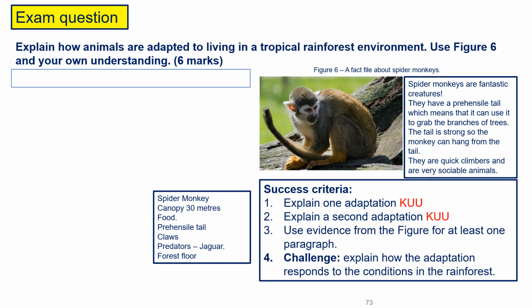This question is asking how animals are adapted to live in the rainforest. Use figure 6. You must have one paragraph on a spider monkey. Please follow KUU. You then need to have a second animal adaptation. Please follow KUU. I've got some keywords in there for you as well. Make sure you're explaining how it helps the animals survive in the challenges of the rainforest.